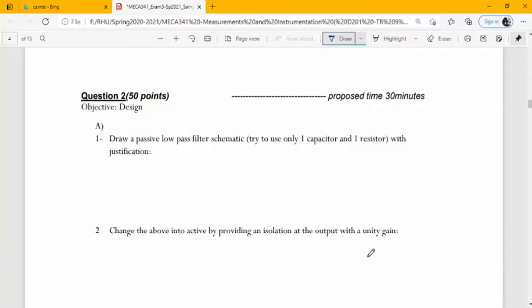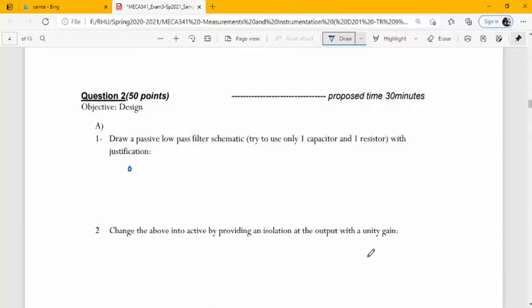Now we have the second question. On the second question, we are asked to design different types of filters, and in the first part we are asked to draw a low pass filter with the justification. For a low pass filter, if for the high pass filter we are given the capacitor and the resistor, we need to switch the order. Then we could achieve the low pass filter.